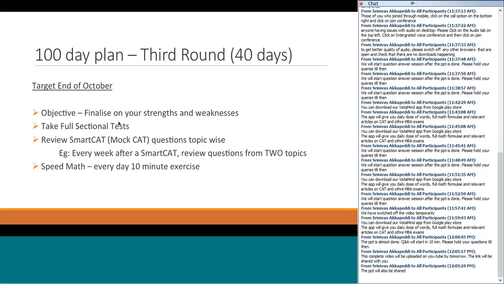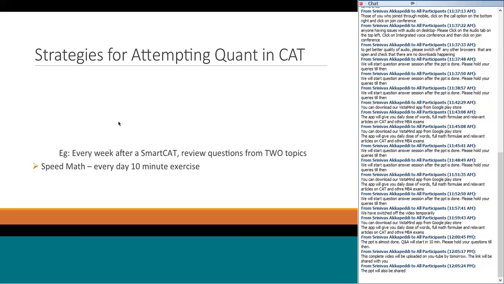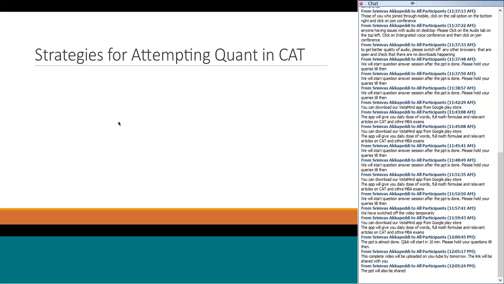You also need to understand that you need to continue doing the speed maths every day till the date of your exam. The next part, obviously, once you understand how the preparation is done, is the strategies for attempting quant in CAT. I'm going to take 3 more slides here, friends, before we finish this, so that I will actually throw it open for all questions.